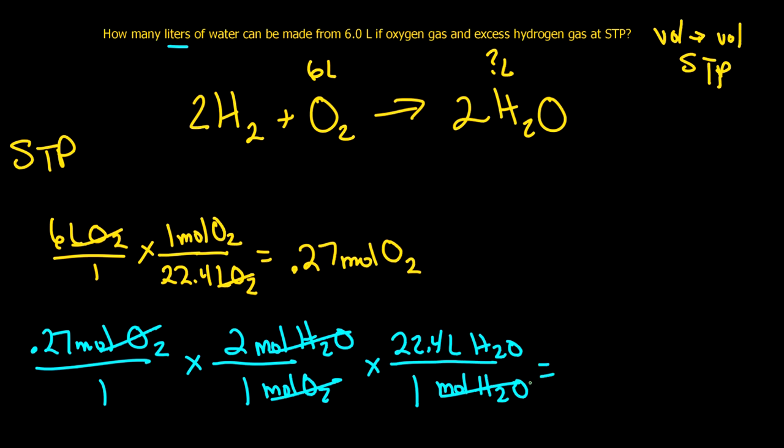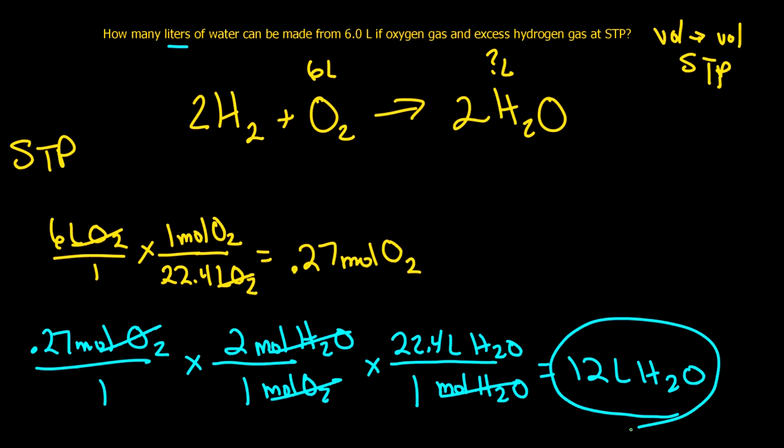Alright, now we can just do a little bit of math. So that 0.27 moles times 2 divided by 1 for my stoichiometry times 22.4 divided by 1 for my mole to volume conversion, and I get 12 liters of H2O. There's our answer.